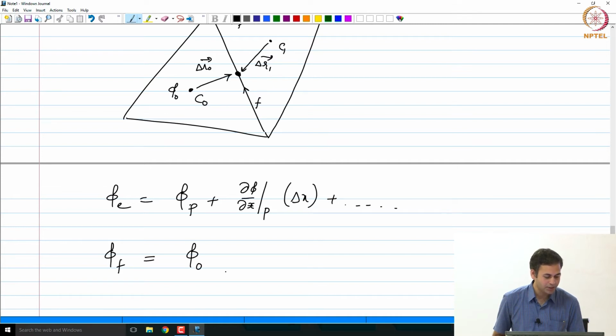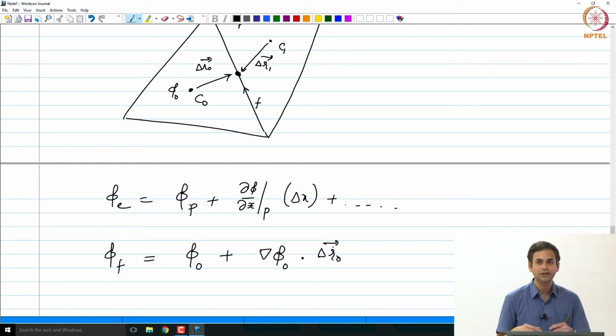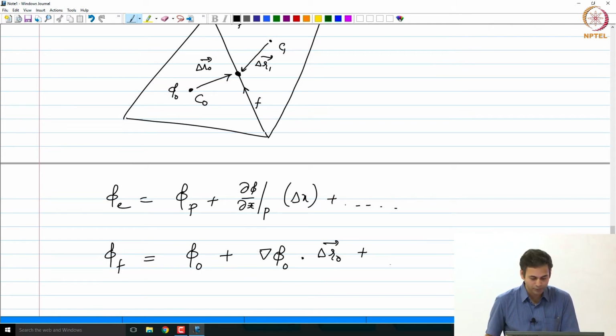In a similar sense, this will be phi 0 plus grad phi 0 dotted with delta r0 bar. Is that correct? Essentially, we get terms like partial phi partial x times delta x plus partial phi partial y times delta y plus partial phi partial z times delta z if it were 3D. That will be the dot product of the delta r bar with the 3-dimensional gradient. Of course, if you want higher order terms, you would have del square phi 0 and so on, which we are not writing here.